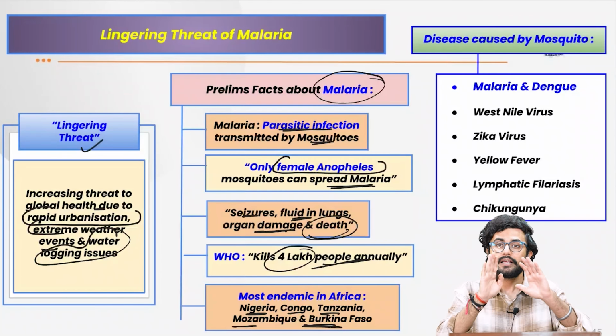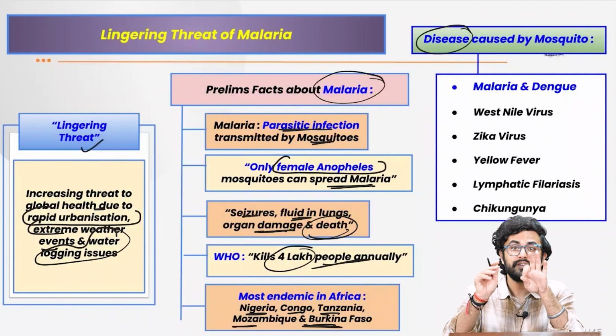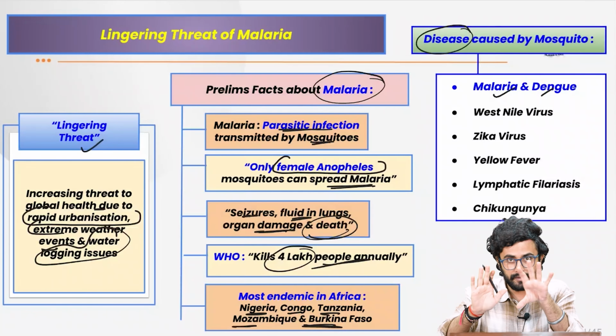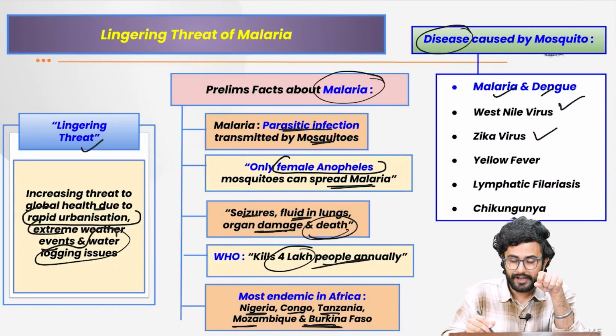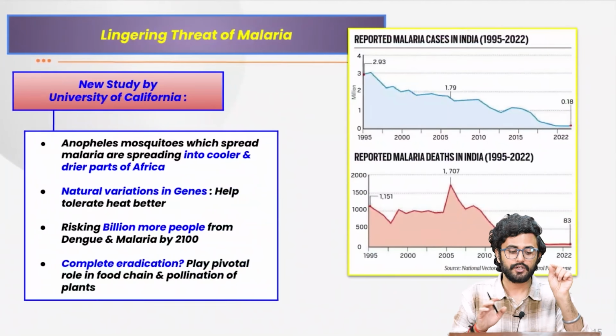Keep this in mind. This can be a very important prelims question, where there are several diseases which are specifically caused by mosquitoes. Malaria and dengue might be very easy for you to guess. Besides that, West Nile virus, Zika virus, yellow fever, lymphatic filariasis as well as chikungunya.